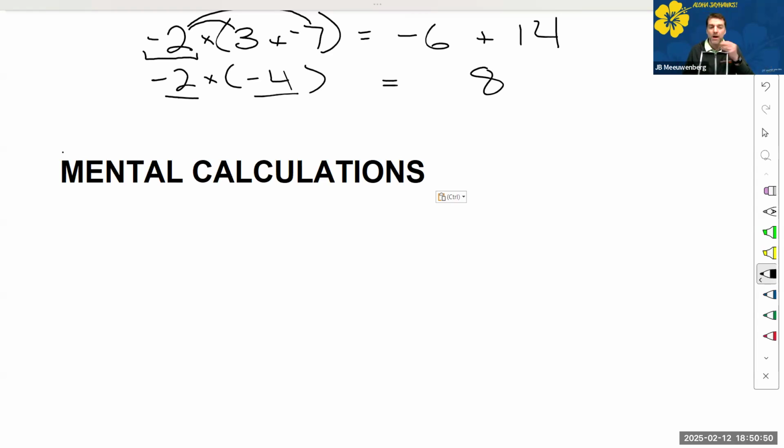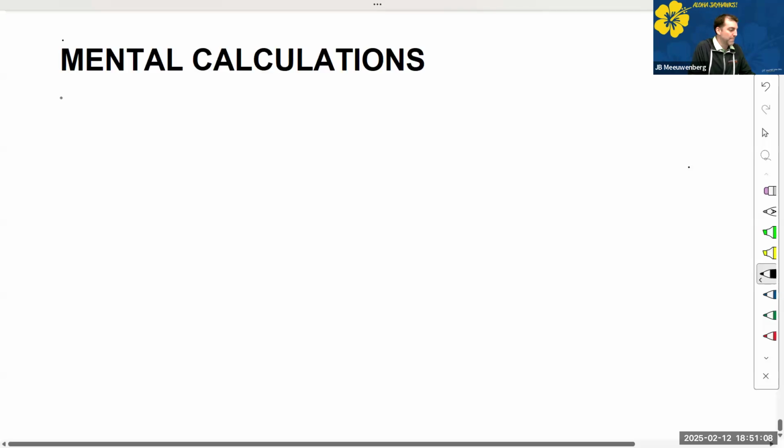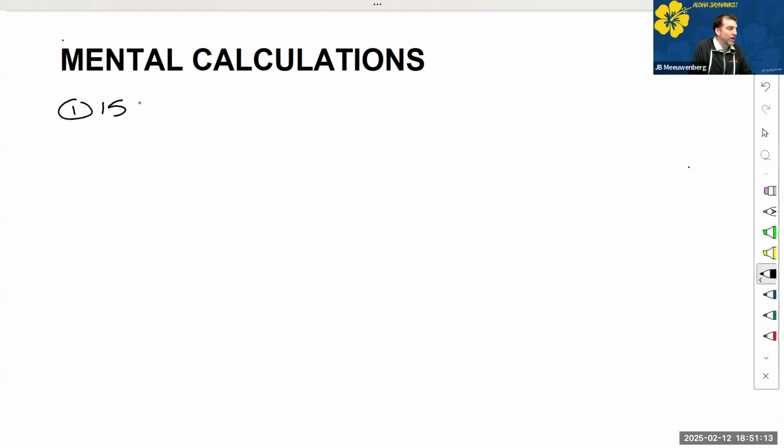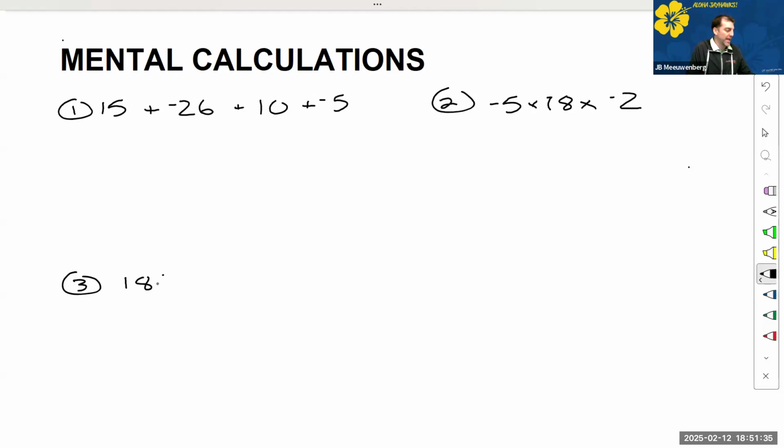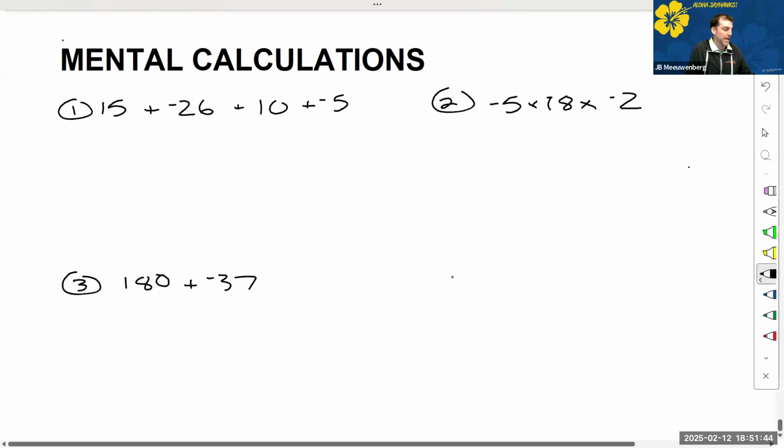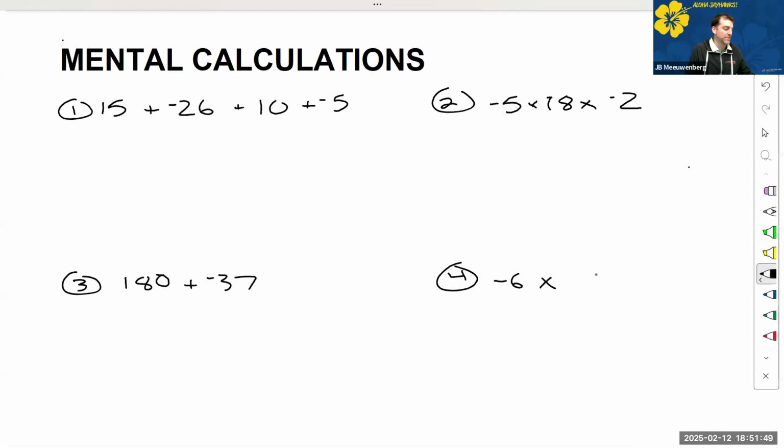So let's talk about some of the approaches you can use. I'm just going to give you a couple problems, and I want you to pause and just try to see if you can find the best approach for you for these. So I'm going to put about 3 or 4 different examples down here, and pause and see if you can work through these problems mentally. So the first one I'll do is 15 plus negative 26 plus 10 plus negative 5. The second one I will put down is negative 5 times 18 times negative 2. And then number 3, we will do 180 plus negative 37. And for number 4, we will do negative 6 times 19. Go ahead and try these problems and see if you can find a way to do them mentally. Give yourself a minute to do it.